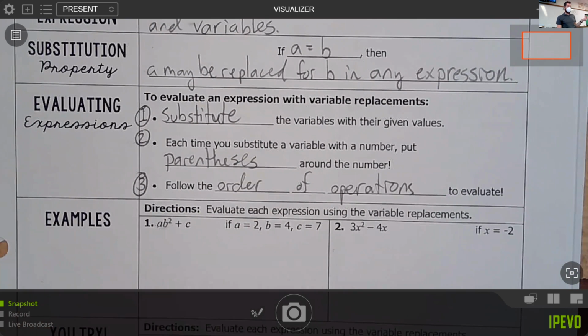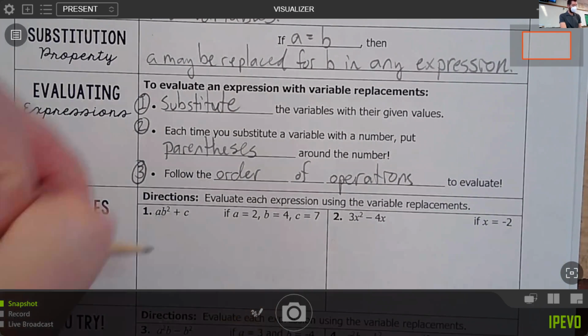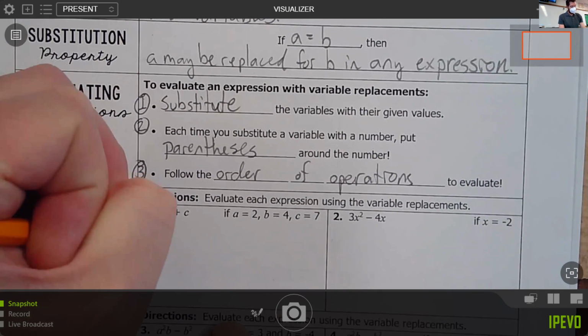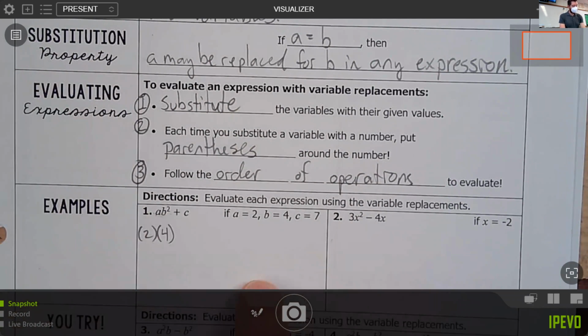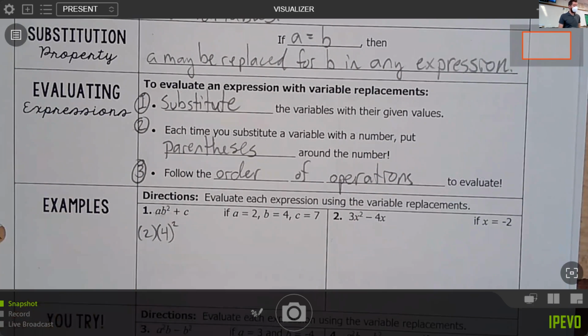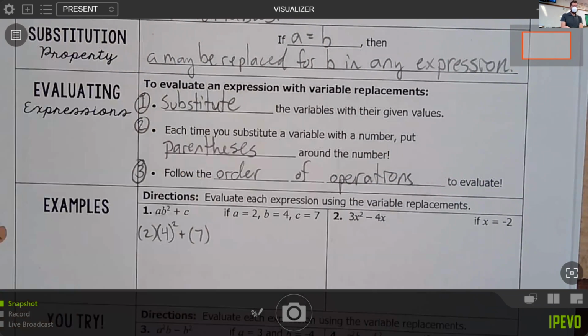So we are going to substitute in 2 for A. Wherever you see A, replace it with the number 2. Put it in parentheses. So 2. Wherever you see B, replace B with the number 4. Squared goes out there. That squared applies to the variable, but it is not part of the variable. So anytime you take a variable to an exponent, the exponent will be on the outside of those parentheses. And then we're going to add the value of C, which is 7. So we end up with 2 times 4 squared plus 7.